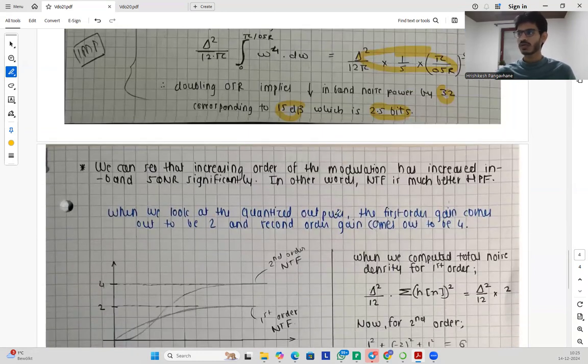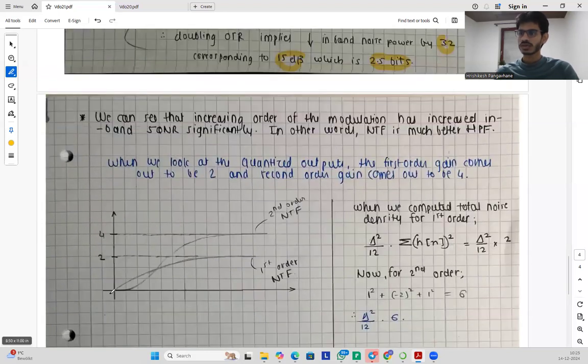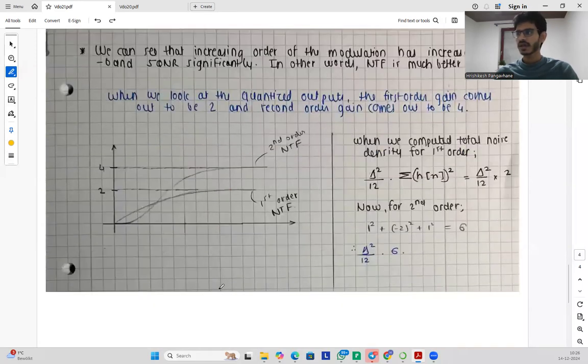So NTF now has a much better high pass behavior, and if we look at the quantized outputs, the first order gain comes out to be 2, and the second order gain comes out to be 4. So this is how the first order behavior looks, but the second order behavior looks like this. So this is the behavior of NTF.